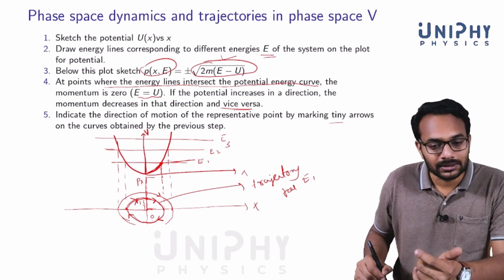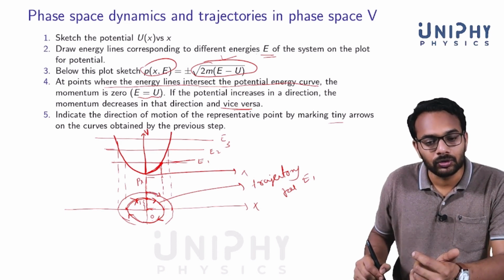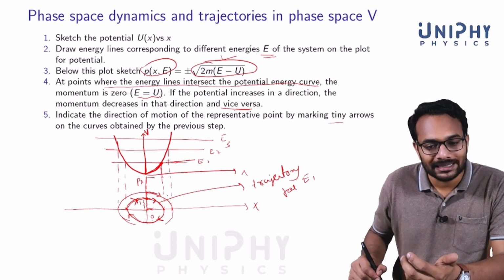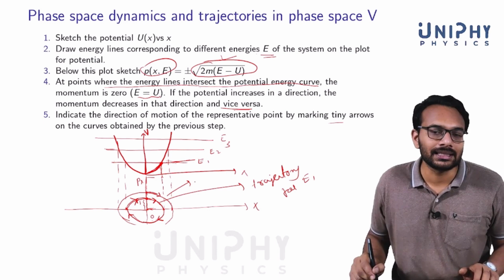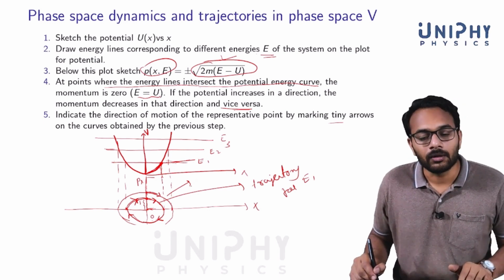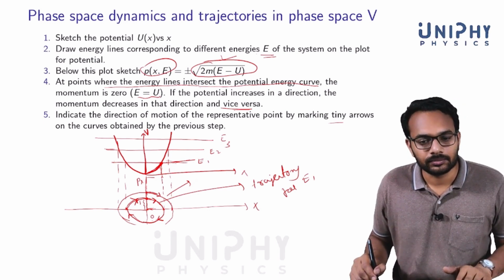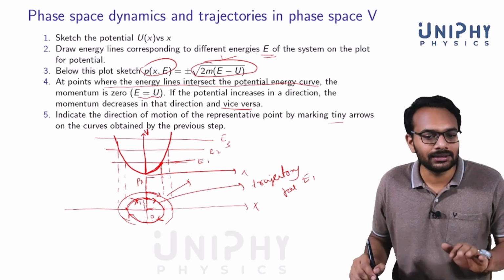So the representative point must trace paths corresponding to constant energies, and we'll see that paths corresponding to constant energies are actually ellipses for a harmonic oscillator. I hope this is clear. So this is the general idea.